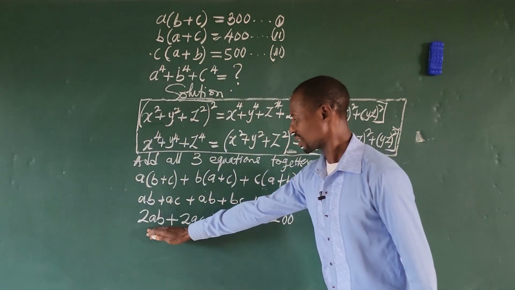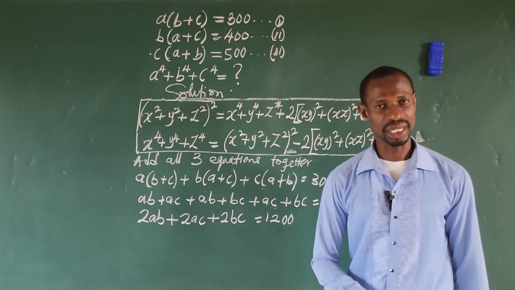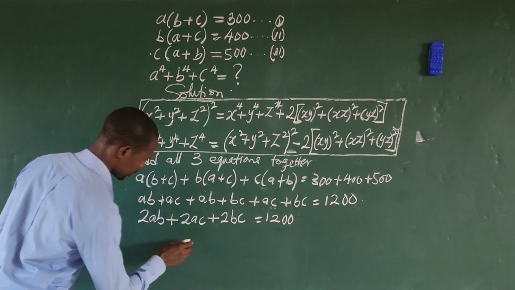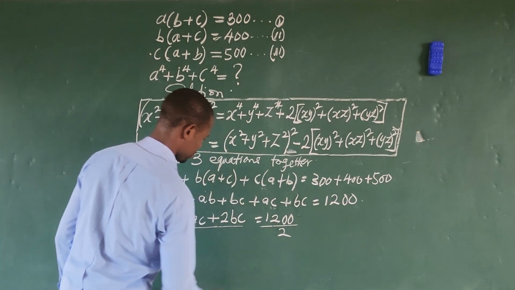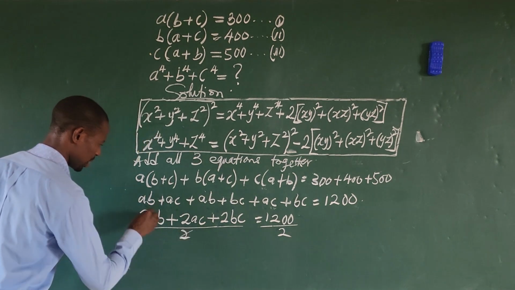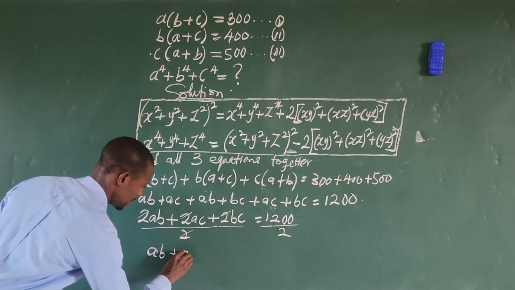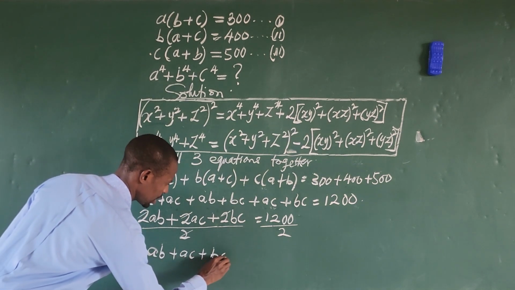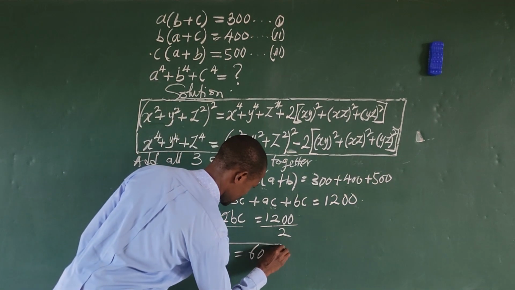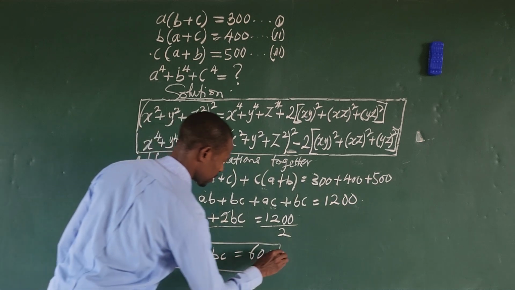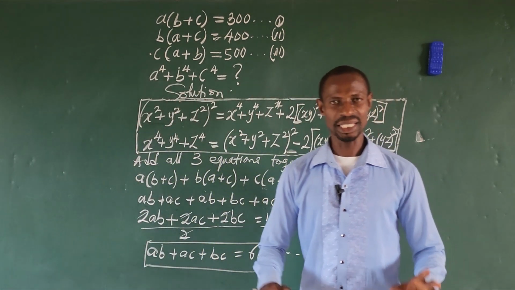1,200 is divisible by 2, so we just have to divide all through by 2. So we are now left with AB plus AC plus BC is equal to 600. Let's keep this equation. This is what we call the solver equation. So let's give this equation a star. So we've gotten our solver equation now.